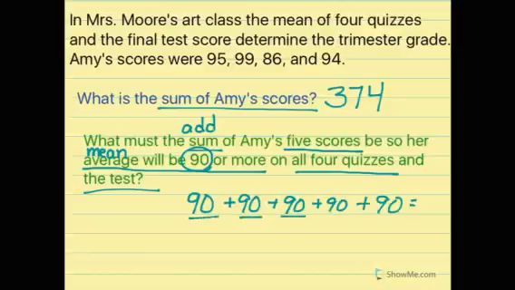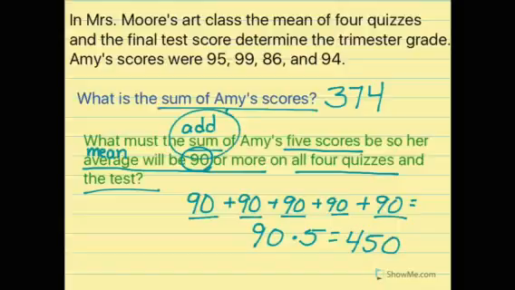So 1, 2, 3, 4 quizzes and a test. So I could sit here and add those up, or I could do a shortcut. I know this is 90 times 5. I know 5 times 9 is 45. Move my 0 over. So the sum of Amy's 5 scores, in order for her average to be 90 or higher, her sum would have to be 450.